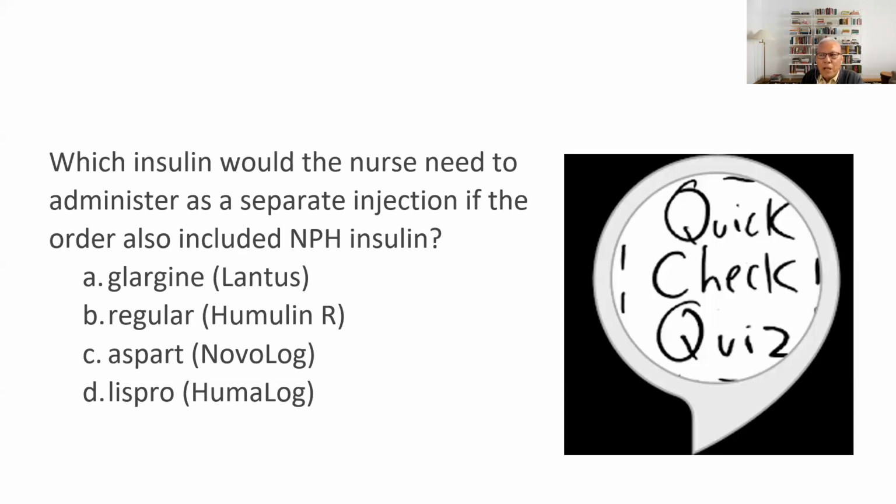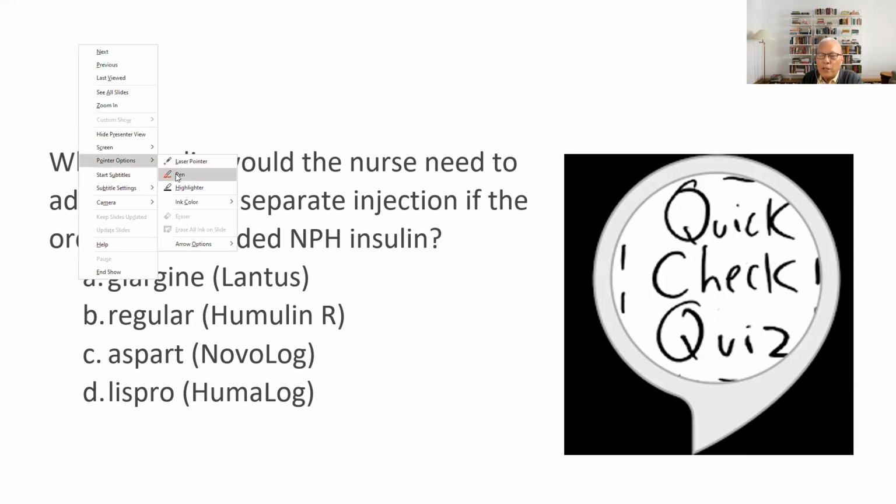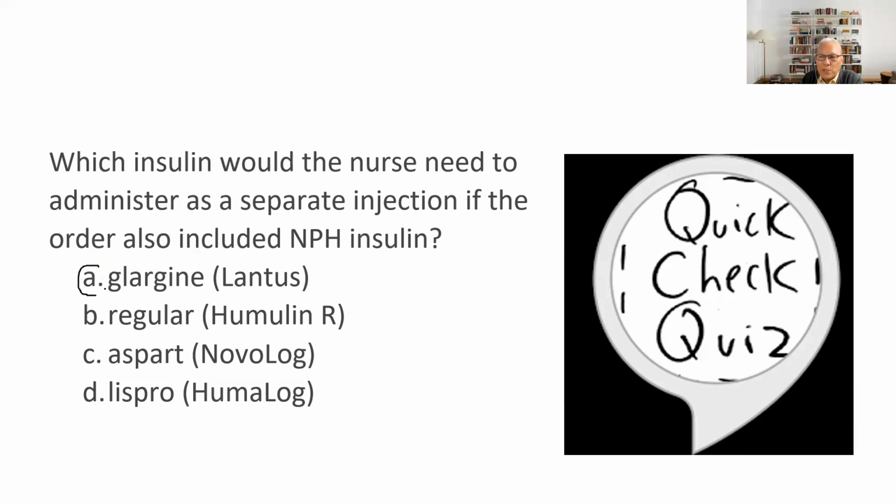Okay, you can mix regular insulin with NPH insulin, right? But there's one type of insulin that cannot be mixed in a solution with any other type of insulin because its pH is very low. It's 4. And that is insulin glargine. So insulin glargine can never be incorporated with another type of insulin because it has a low pH. All right.